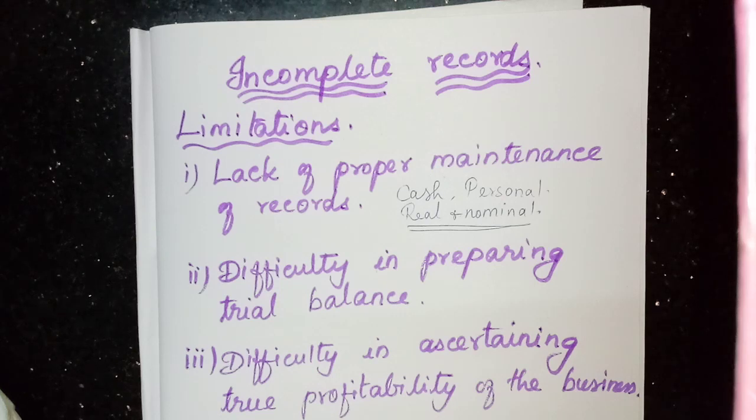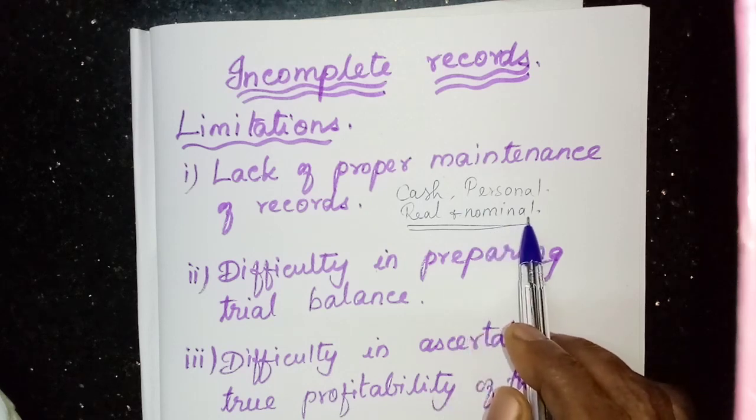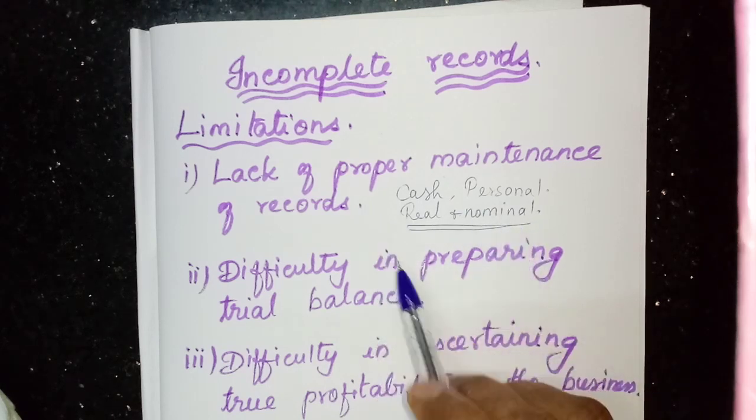Okay, so that we learned yesterday. So we cannot maintain proper books of accounts. That means the cash and personal accounts of debtors and creditors only will be maintained, but real and nominal accounts are not maintained properly. That is the main limitation.